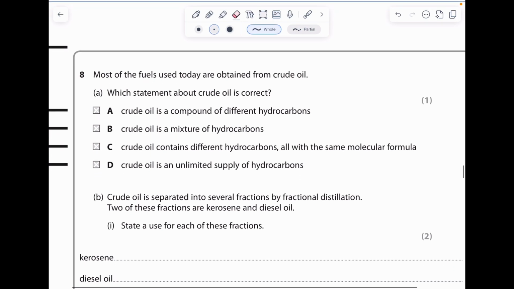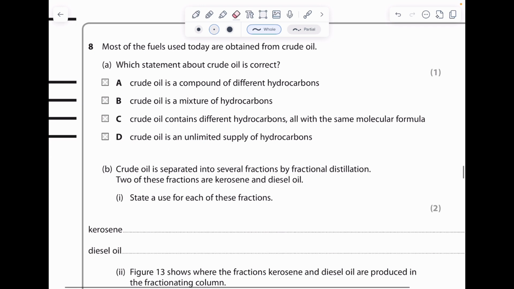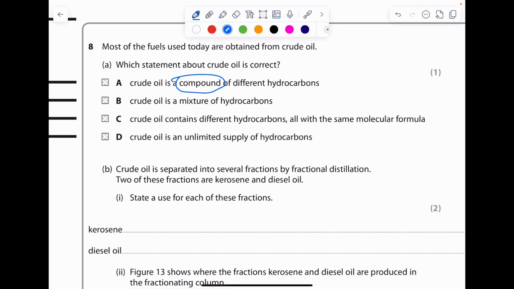So, most fuels that we have today are obtained from crude oil. Which statement about crude oil is correct? So, crude oil is a compound. Crude oil is not a compound. Crude oil is a mixture of different length hydrocarbons. Crude oil is a mixture, so that's okay.